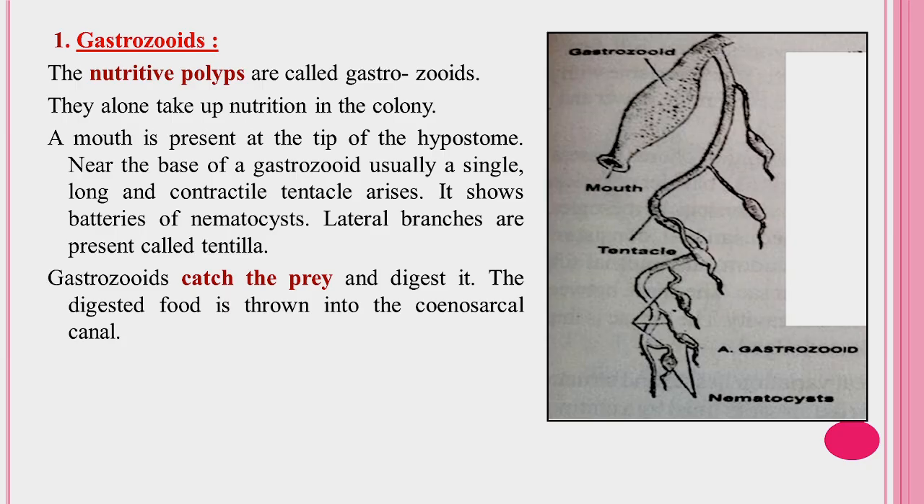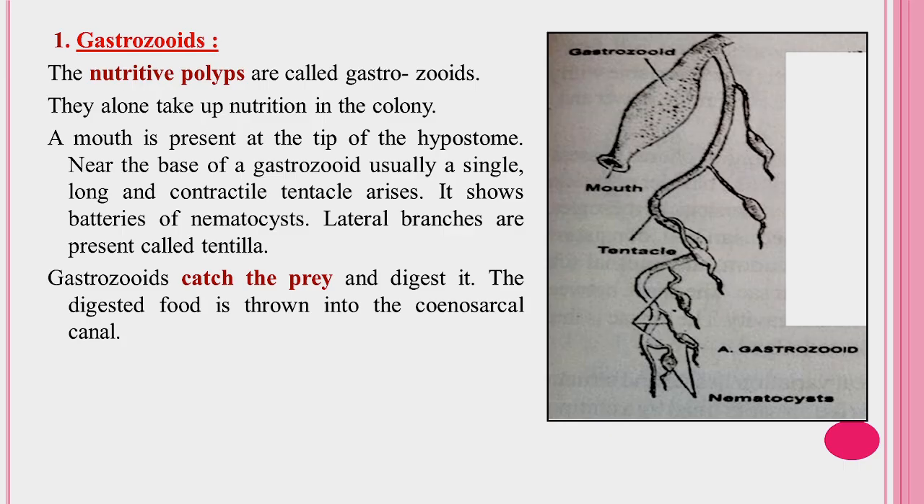Gastrozooids are meant for feeding activities only, so they are called nutritive polyps and are also called gastrozooids. These perform the nutritive activities of the entire colony. The mouth is present at the tip of the hypostome and near the base of the gastrozooids. Usually a single long and contractile tentacle arises. It consists of batteries of nematocysts.